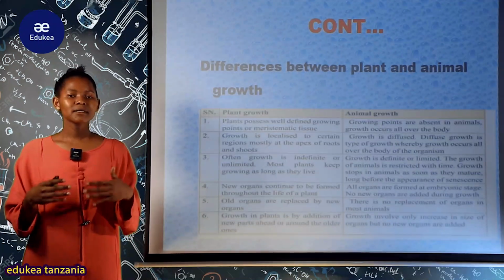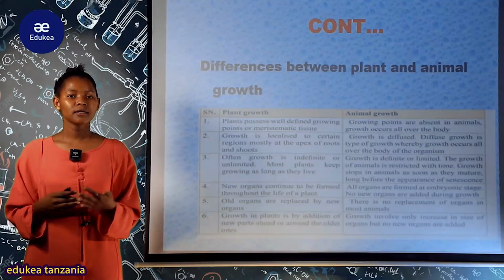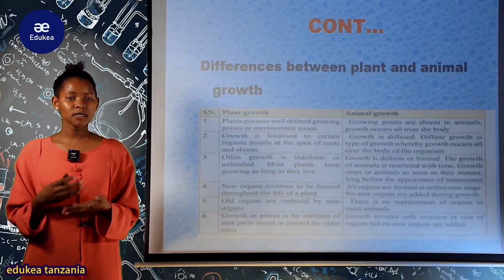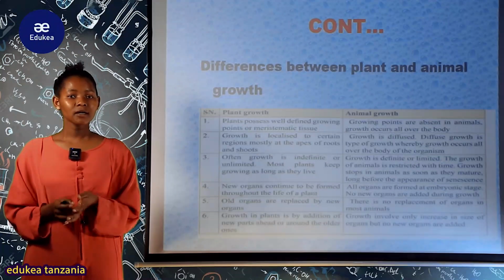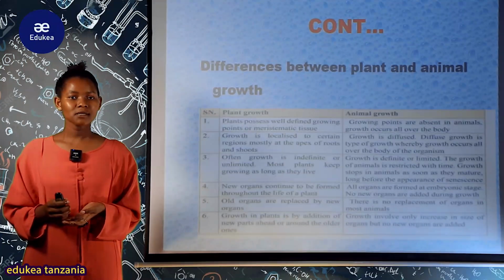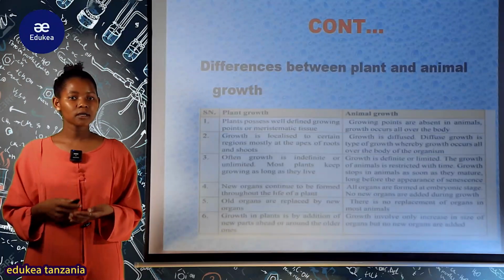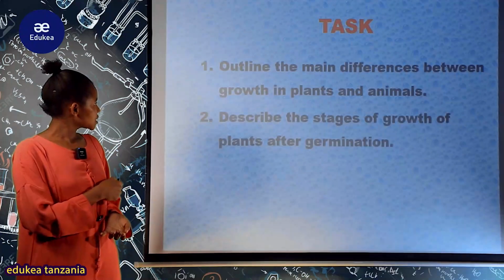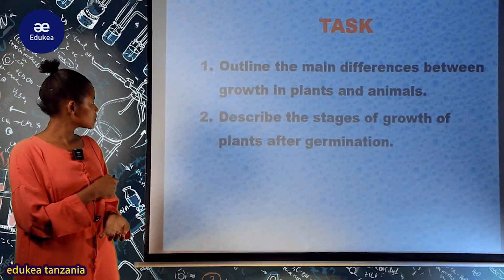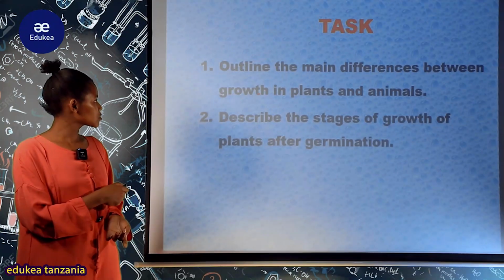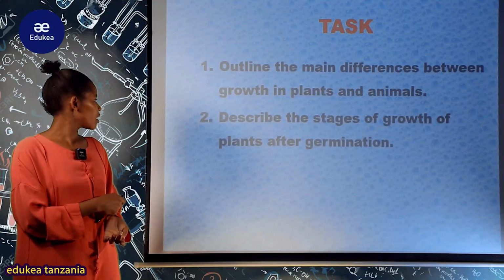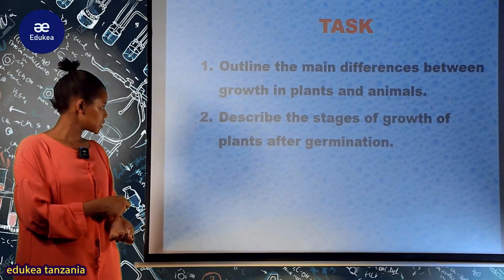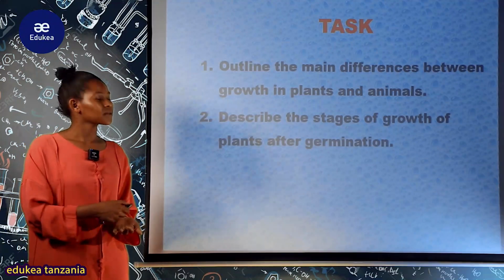And this marks the end of our good session and the end of our good topic of growth, my dear students of Form 4. And now I'm going to take you through a task so that you can increase your insight on what you learned. In our task today, you have to outline the main difference between growth in plants and animals, also to describe the stages of growth in plants after germination.